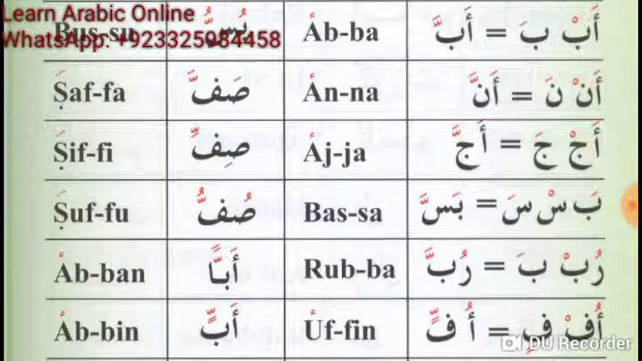Alif, hamza, fatha, noon, sakin, an, noon, fatha, na, an na, equal to alif, hamza, fatha, noon, shadda, fatha, anna. Alif, hamza, fatha, jim, sakin, aj, jim, fatha, ja, equal to alif, hamza, fatha, jim, shadda, fatha, ajja. Ba, fatha, sin, sakin, bas, sin, fatha, sa, equal to ba, fatha, sin, shadda, fatha, bassa.